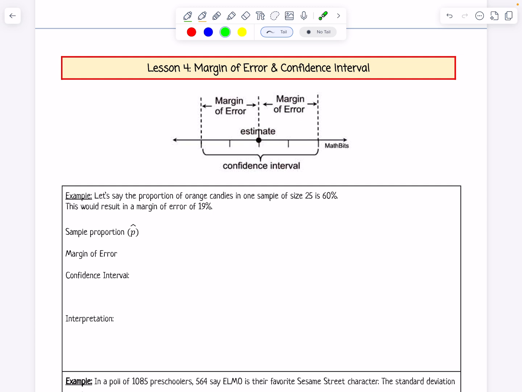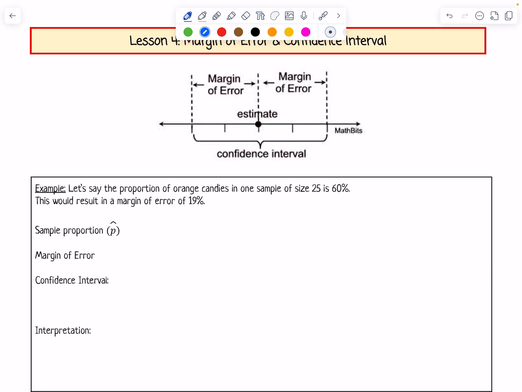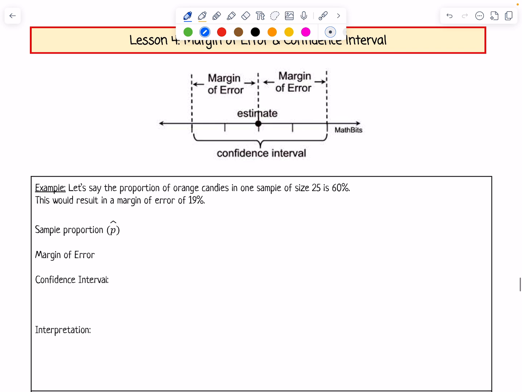So let's just look at two quick examples of this. Let's say the proportion of orange candies in one sample of size 25 is 60%. This would result in a margin of error of 19%. To put this idea together, we have our sample proportion, which is notated as p hat in statistics. So the sample proportion is the 60%. I'm going to put that as a decimal, which is 0.60. They told us that the margin of error was 19%, so let's write that as 0.19.